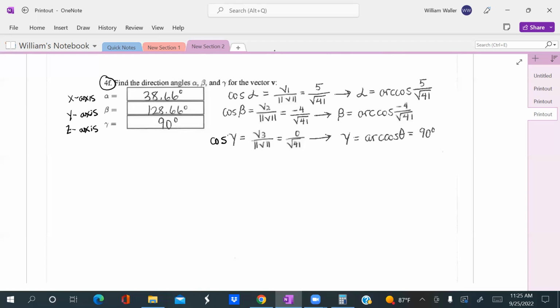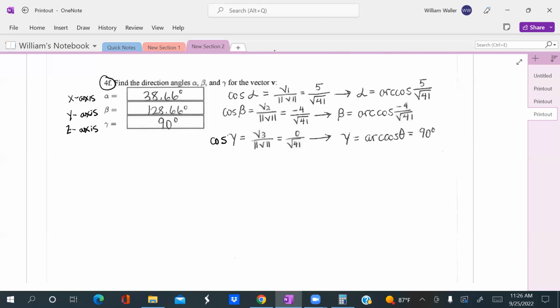And then gamma is especially easy to calculate because you take the z component, I'm sorry, the k component, which corresponds to the z-axis, right? The k component of your vector, which for the vector v was 0, it did not have any elevation above the xy plane. Its k component is 0, divided by the magnitude is still 0, right? So you get gamma is the arc cosine of 0, which is 90 degrees.